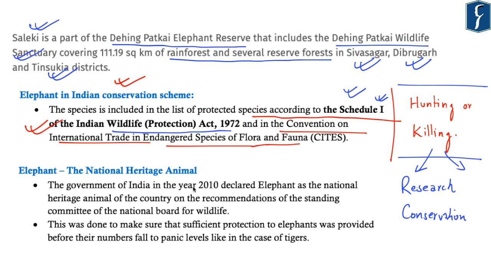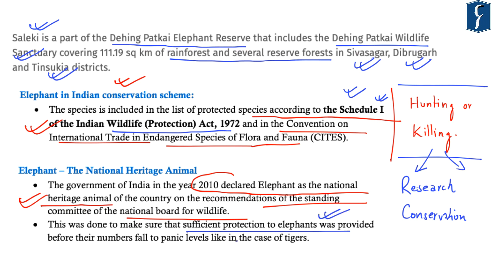Now the Government of India in the year 2010 declared the elephant as the National Heritage Animal of India, and this was done on the recommendations of the Standing Committee of the National Board for Wildlife. Elephants were declared a heritage animal by the National Board for Wildlife in order to ensure that sufficient protection was provided to elephants and their numbers do not dwindle, like what happened in the case of tigers.